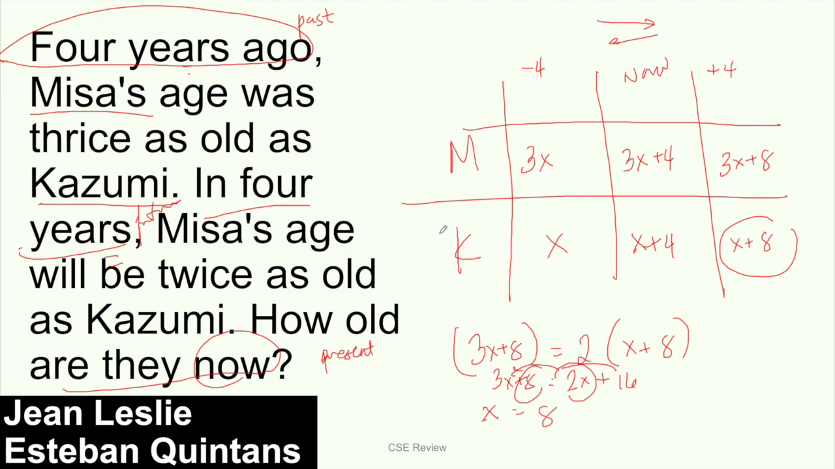Ibig sabihin nun, si Kazumi 4 years ago is 8 years old. Ang hinahanap, how old are they now? So in order for us to find out, si Kazumi ngayon is 8 plus 4, or 12. Okay? At si Misa naman, which is 3x plus 4, pwede mong gawin na dito mo muna simulan. 3 times ng 8 is 24. At kung 24 siya 4 years ago, ngayon ay 28 years old na siya. So, ang edad nila ay 28 and 12 years old.